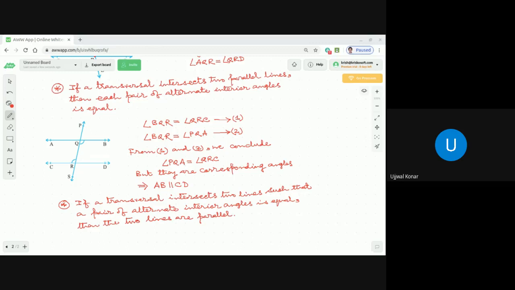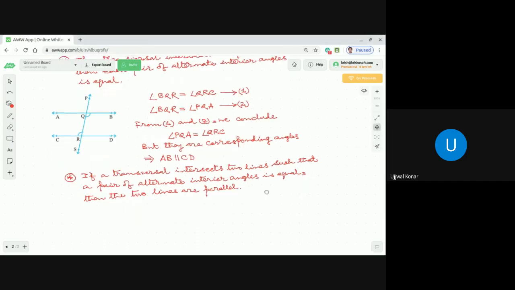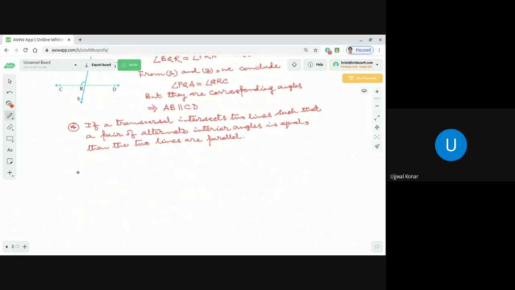And the second one, what we can say is that if a transversal intersects two lines such that a pair of interior angles on the same side of the transversal is supplementary, then the two lines are parallel. Correct or not? So let me write it down, so that you just need to follow this statement before you start solving any problems, and things will be absolutely clear. It will work as a note to you.